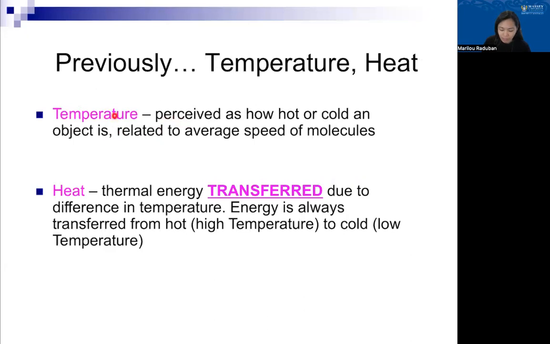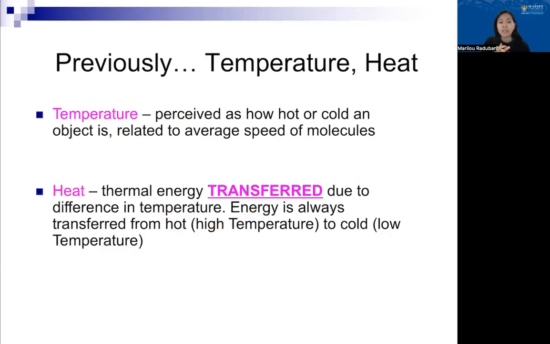And then after that, in our second lecture, we talked about heat, and we defined heat as the thermal energy that is transferred from one object to another due to a difference in temperature. And we've seen that if you bring two objects together and these objects have different temperatures, the heat or energy will be transferred from the hot object to the cold object, right?